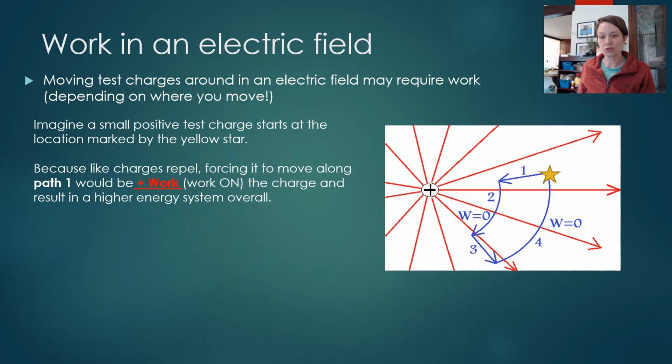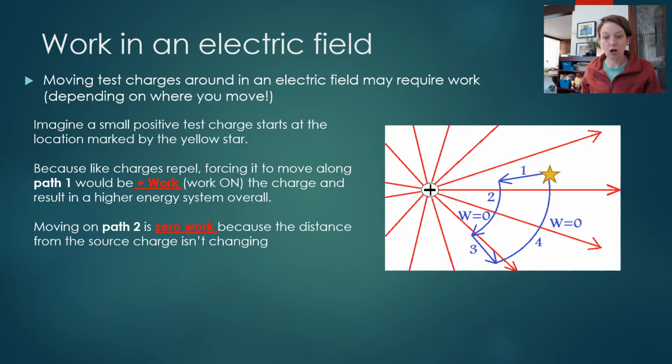Because like charges repel each other, taking a proton from the star and forcing it to go closer to that source charge indicated by the big positive sign requires positive work. It requires an outside force to add energy to that system. Pushing two objects of similar charges closer together requires energy, and so two similarly charged objects close to each other store up electrical energy because they don't really want to be there. So we're going to say that moving like charges together results in positive work and a higher energy system overall.